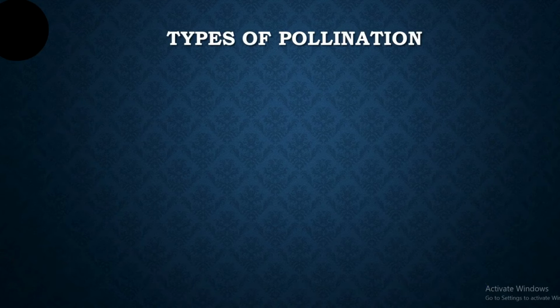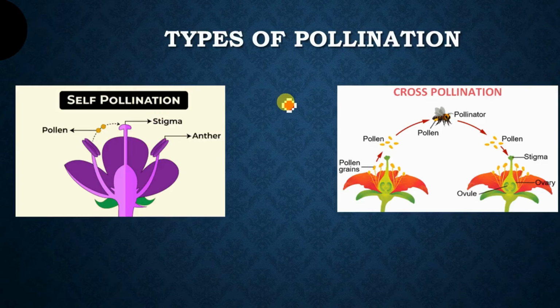Next is the types of pollination. As we have discussed, the left picture tells you about self-pollination and the right one is cross-pollination. In self-pollination, both the female and the male reproductive organs are in the same flower. In cross-pollination, two different flowers of two different plants of the same species are involved. From one flower of one plant, pollen grains are transferred through a pollinating agent and are put on the stigma of another flower of a different plant. This is called cross-pollination.